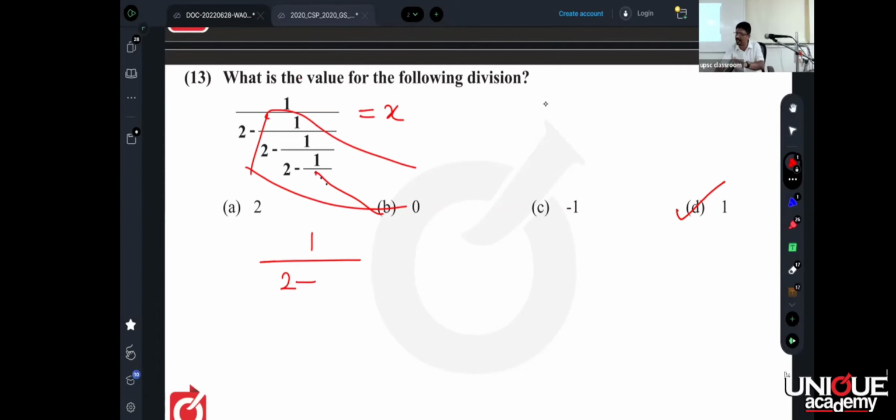Are you getting me? So that is what the rest is also x. So we have to put like this one. Is it clear? Yes, no, yes. Okay, you can say no also. I'll repeat the same. Okay.